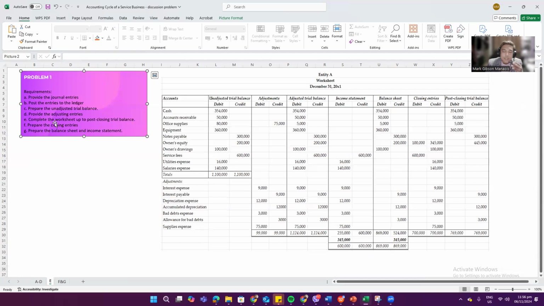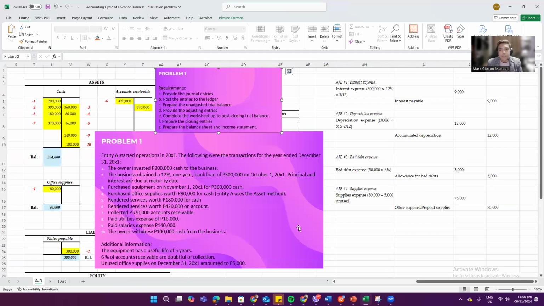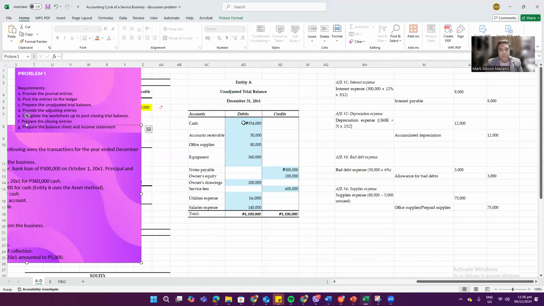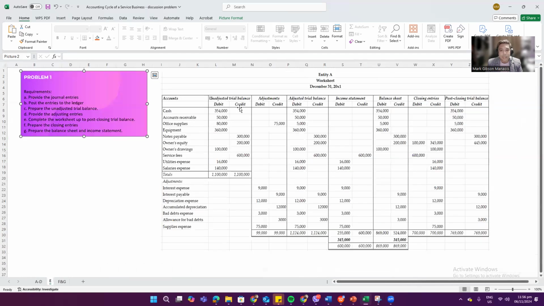Remember, when we discussed the worksheet earlier, we provided the different columns. This is the column for the accounts. Basically, these are just the accounts that we have used in preparing our journals, in posting to our ledgers. We just have to post them here. The unadjusted trial balance is what we did earlier, class. So this portion, we just have to transfer it here.